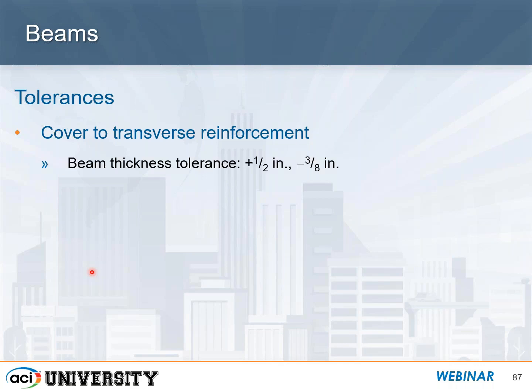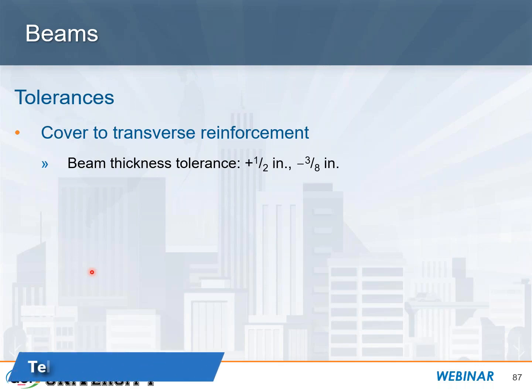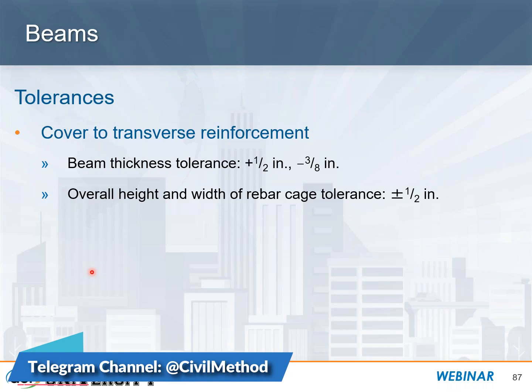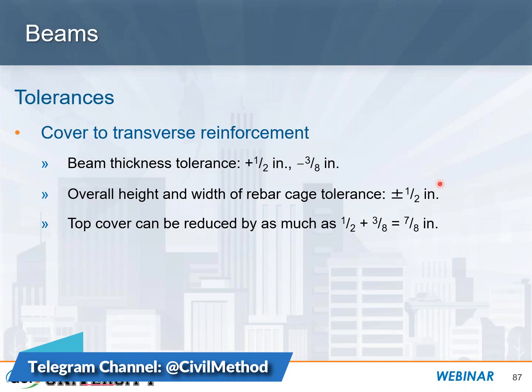In the 117 document, the beam thickness can be a ½ inch greater than specified or 3/8 of an inch less, okay? The overall height and width of the rebar cage has a tolerance of plus or minus a ½ inch. The top cover then, considering the worst case scenario, and by the way, what I'm going to show you here is the perfect storm of all the tolerance things happening at the same time. Doesn't happen very often, but it can. And these are like the worst case scenarios. So you may not ever see this, but in case it does happen, we wanted to suggest a few things that you might want to look into.